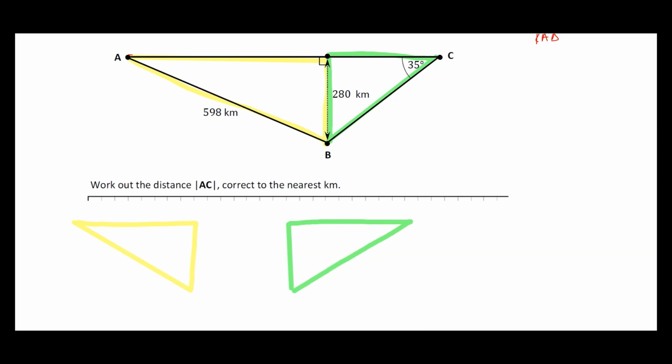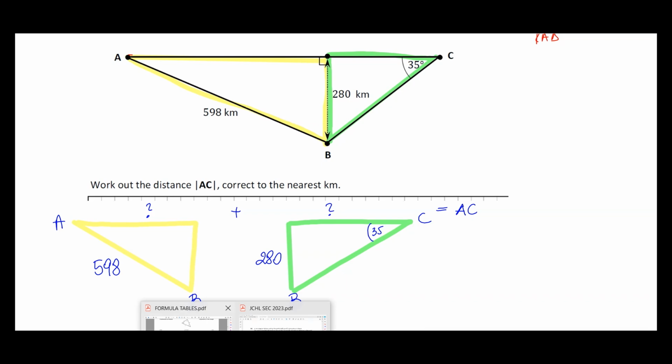Now, what information do we have? That's my A, that's my B, that's B, and that's C. 598. Here I have 280. Here I have an angle of 35. Now, what am I looking for? Actually, for this length plus this length, and together that is the length of AC. That's what I'm trying to find.